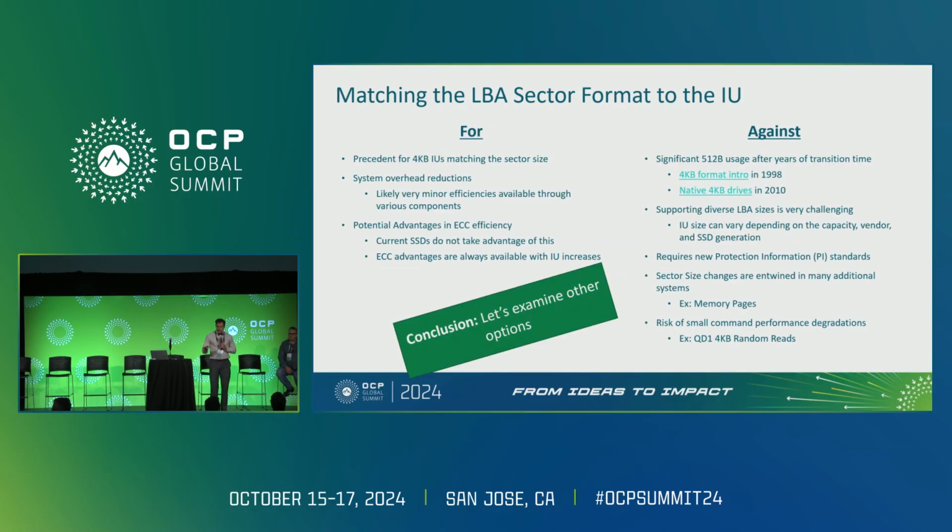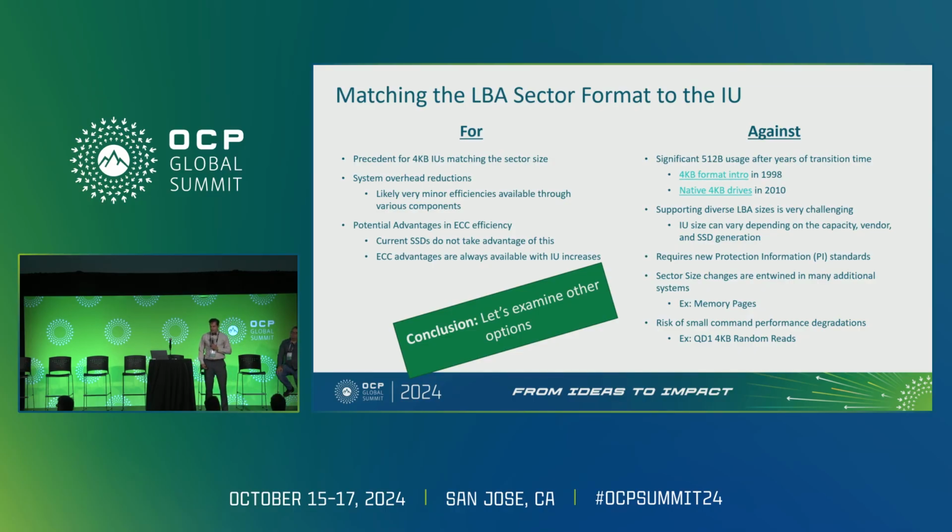When we looked at LBA sector format and the potential of increasing that, the layout is laid out here. We see reasons for it, right? There's a precedent of 4 kilobyte IUs matching the sector size. There are potential system overhead reductions, overheads of transfers, potential ECC advantages and things like that. The reality is they're either minor or already able to happen. So the case for it is not extremely strong.